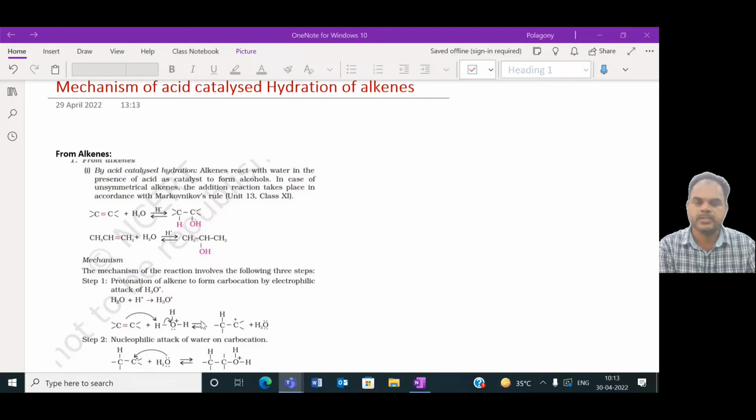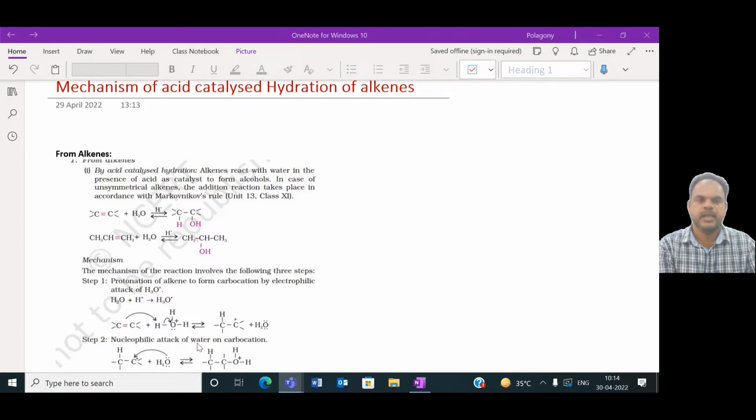Once the hydronium ion forms, it has electrophilic property, and it attacks the double bond, the unsaturation center. The pi electrons are given to the proton of this hydronium ion, so the hydronium ion changes into a water molecule, and the proton is added to this carbon. So in the first step, the carbocation is formed.